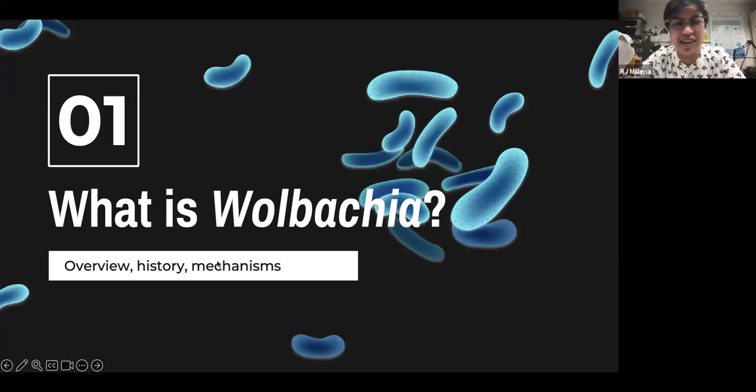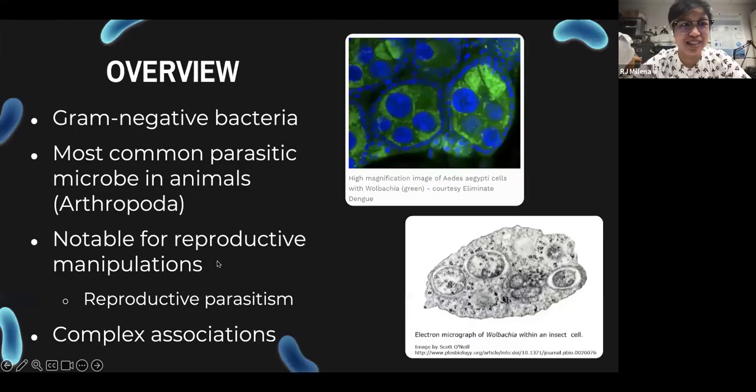So what exactly am I even talking about? We'll talk about the overview, the history, and its mechanisms. Wolbachia is the genus name for a gram-negative bacteria, which means it doesn't stain with a gram stain, and that's one of the classifications of bacteria. It comes from the order Rickettsiales, which is a pretty big group.